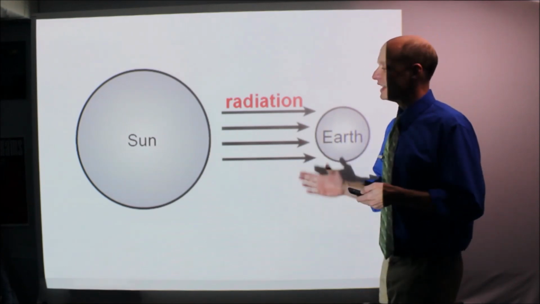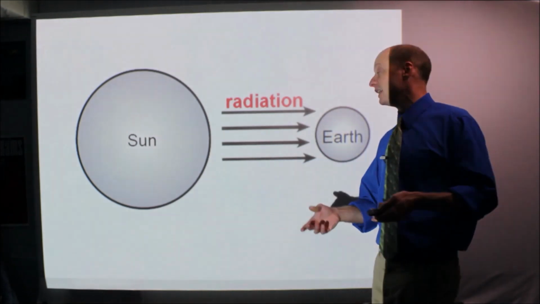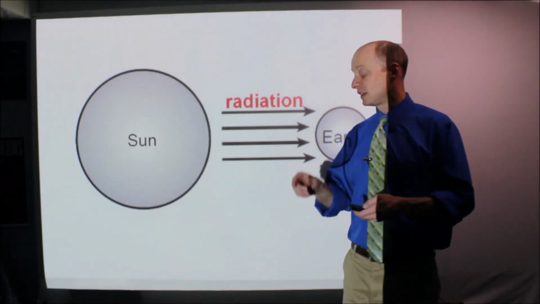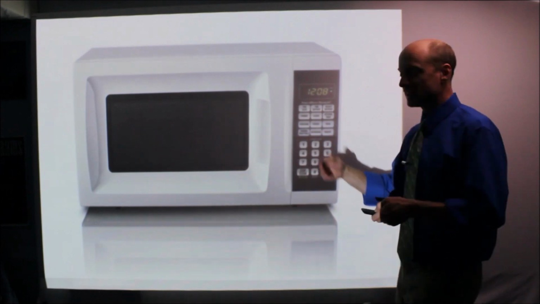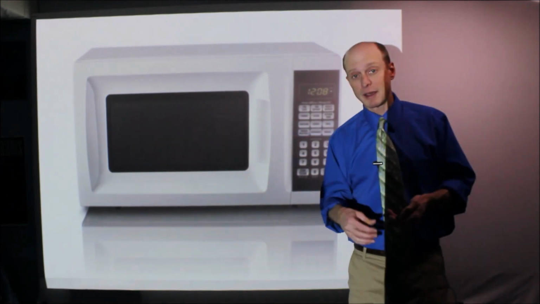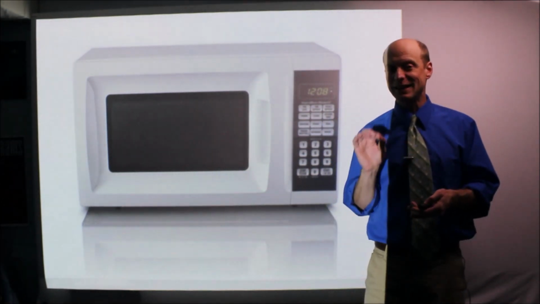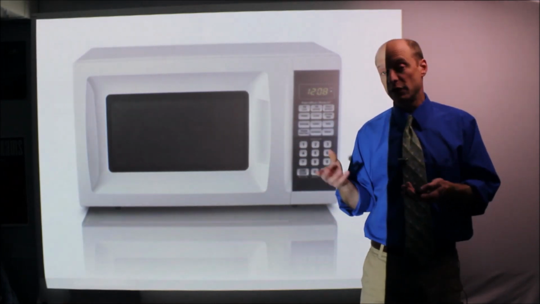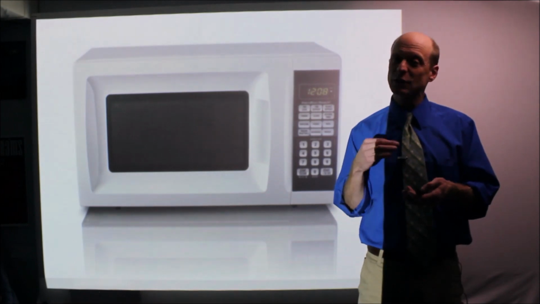Radiation. The best example is energy from the sun. Sunlight is a form of radiation, energy in the form of waves. Another example is a microwave oven. Turn on a microwave. It uses a specific type of electromagnetic energy called microwaves to heat the food, or heat the water in the food, really. But you can't see the waves themselves.